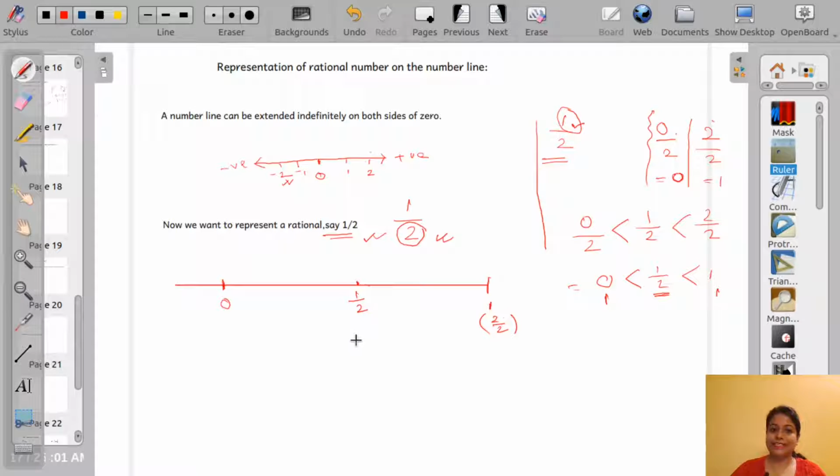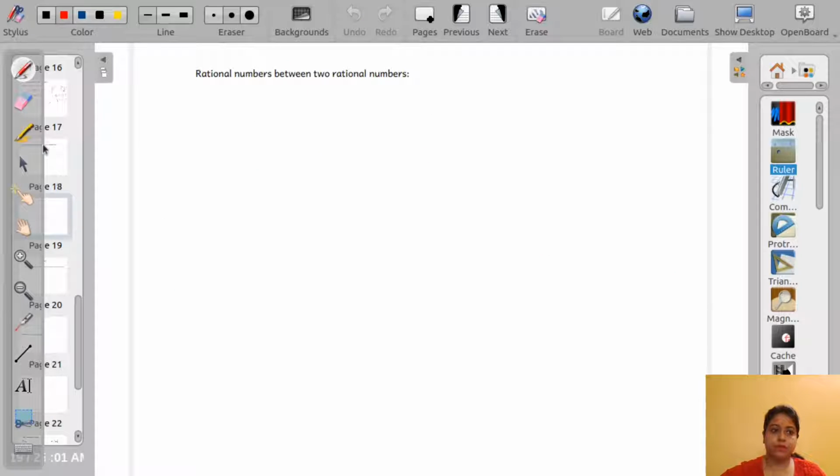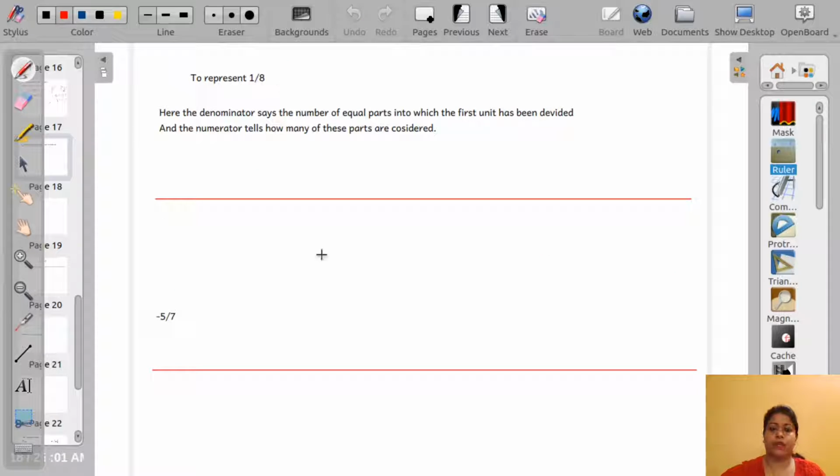This is very easy. Just we have to find out within which two whole numbers the particular given rational number lies. So I think this is clear to you. Now to make the concept more clear, let us discuss one more rational number, 1 by 8, to represent 1 by 8 on the number line.